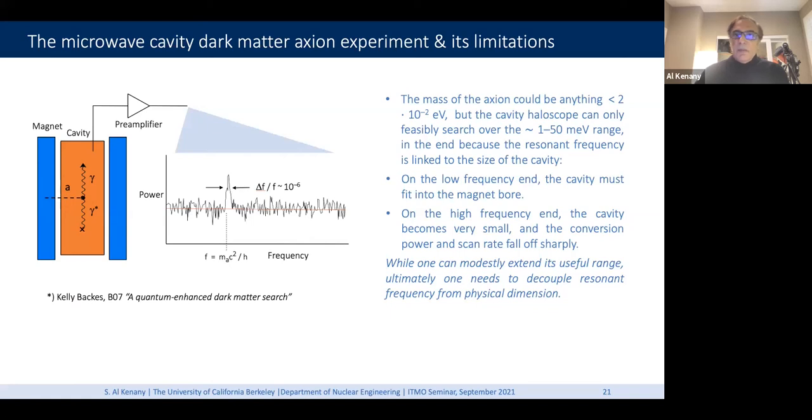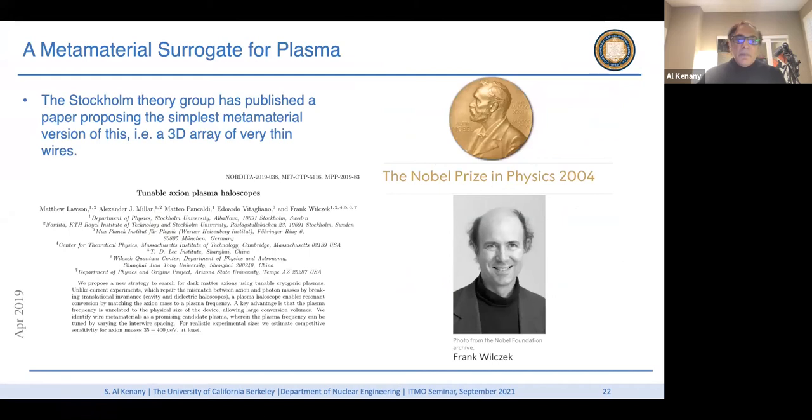Let me talk a little bit here about the axion. The axion mass could be anything from less than 10 to the minus 10 to 10 to the minus 2 eV. But the cavity haloscope can only feasibly search over a 1 to 50 micro eV range. On the low frequency end, the cavity must fit into the magnet, and on the higher frequency end, the cavity becomes very small. So here comes a publication about the metamaterial surrogate for plasma.